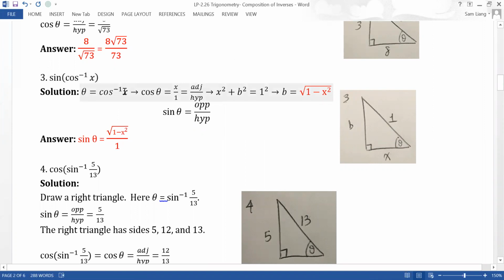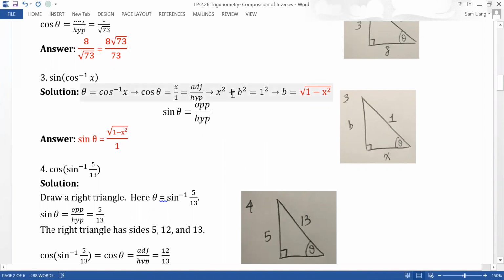Take the cosine of both sides. We get cosine theta equals x, which I rewrite as x over 1 because I want to see it as a ratio. So cosine is adjacent over hypotenuse, and then from there, you can draw your right triangle. We have theta. Adjacent is x, hypotenuse is 1, and for the remaining side, I label that as b. That's what they normally use in the textbook, so I just followed suit. Use the Pythagorean theorem to solve for the missing side in terms of the other two sides.